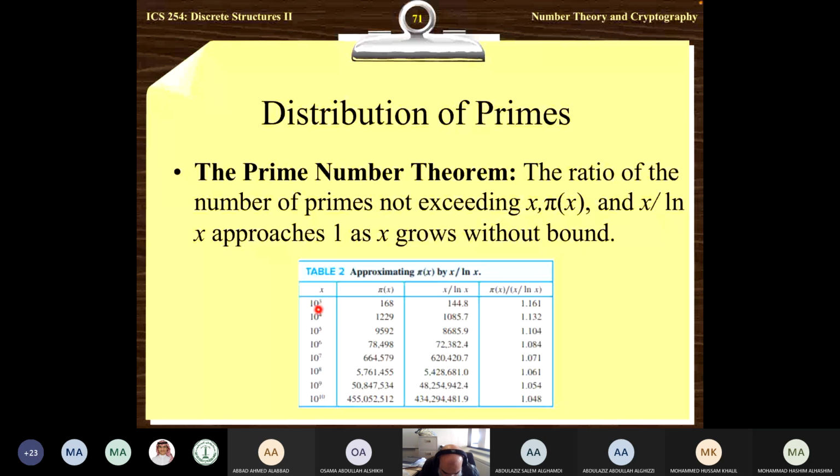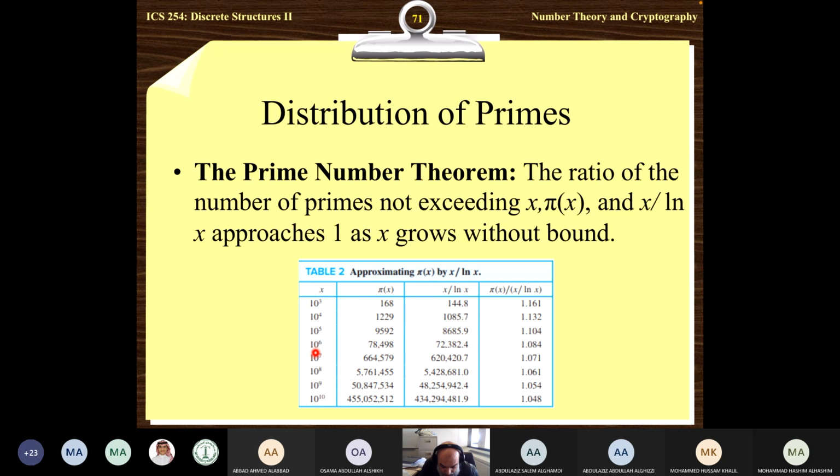If you look at the table, we have 10 to the power 3, 1000. How many prime numbers are less than or equal to 1000? There are 168. And what is the value of 1000 divided by ln 1000? It is 144.8. And if you look at the ratio, it is 1.161. So it is off by approximately 16%.